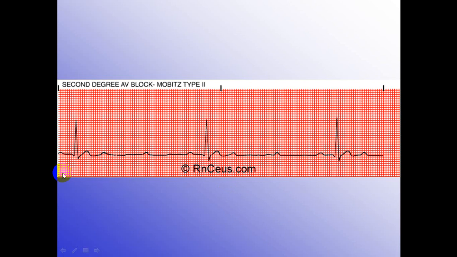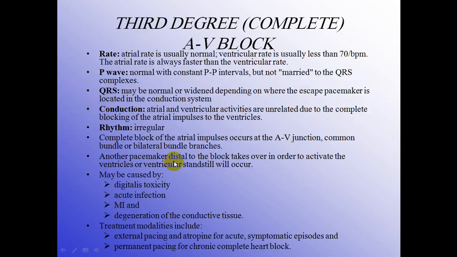Look at that. This is a P wave, P wave, P wave not conducted. When it's conducted, P wave not conducted. So this is what is called second degree block Mobitz type 2, while the QRS complex is a little bit normal. Treatment is usually pacing, either temporary or permanent.